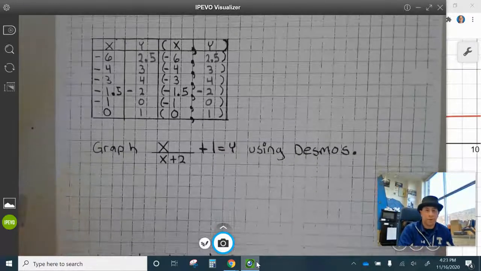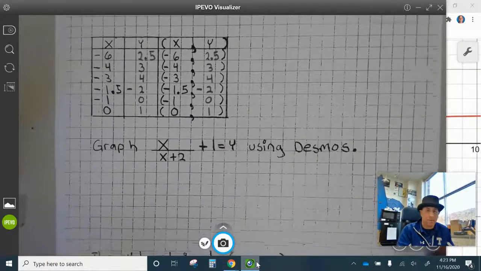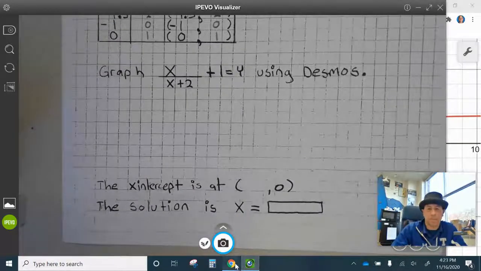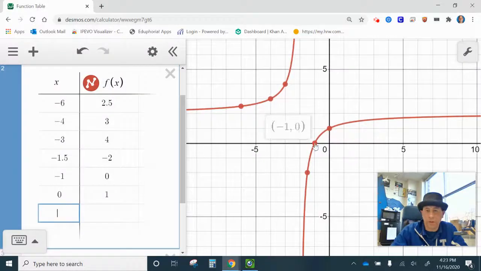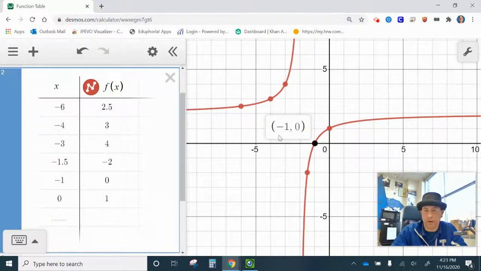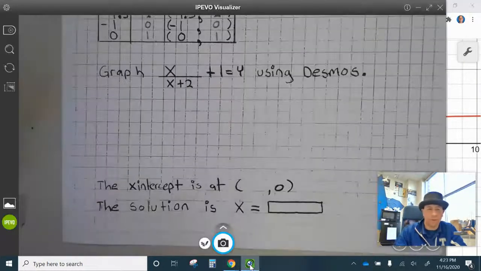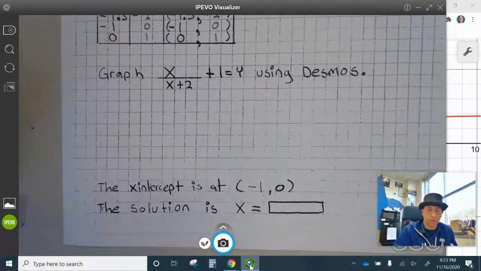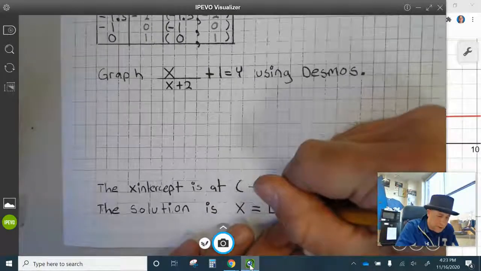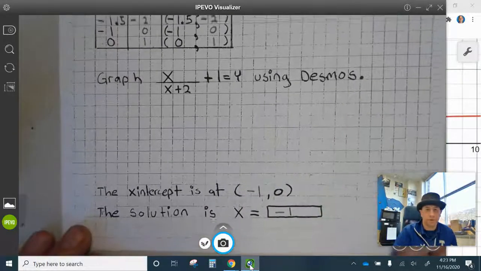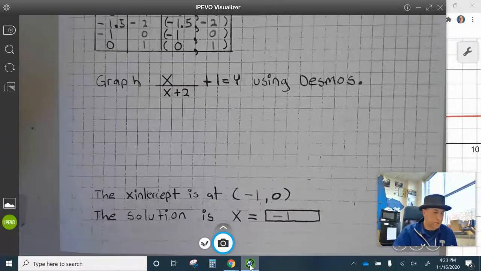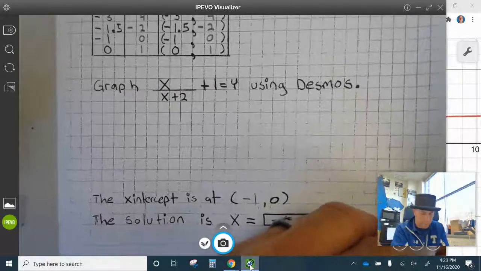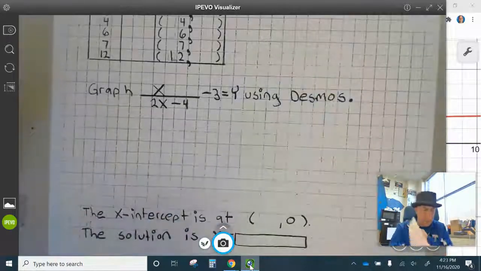Now it says we're going to graph using Desmos, which you already have, but now we're going to use that graph to find the x-intercept. Okay. So I'm going to come over here. The x-intercept is that point right there because it intersects the x-axis. So that's -1, comma 0. So the x-intercept is -1, comma 0. So the solution is x equals -1. Okay, so go ahead and finish up example 1. Separate the papers, got it.